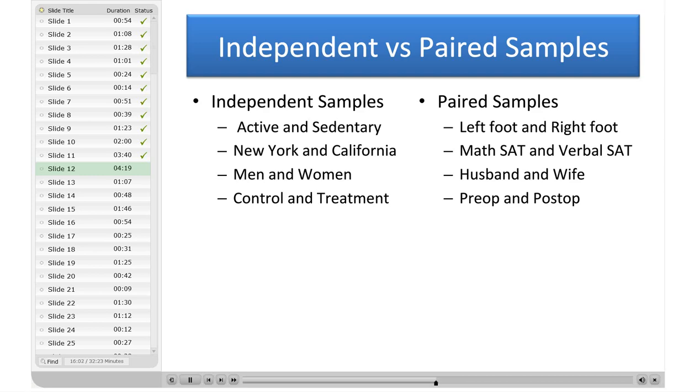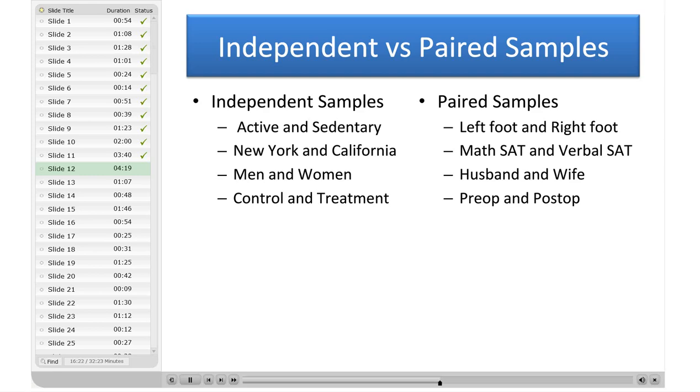But these aren't just two independent samples. There's a natural pairing between them. Namely, the left foot of a certain person is naturally paired with the right foot of that same person. So, Alice's left foot is going to be paired with Alice's right foot. Bob's left foot is going to be paired with Bob's right foot, and so on and so forth.